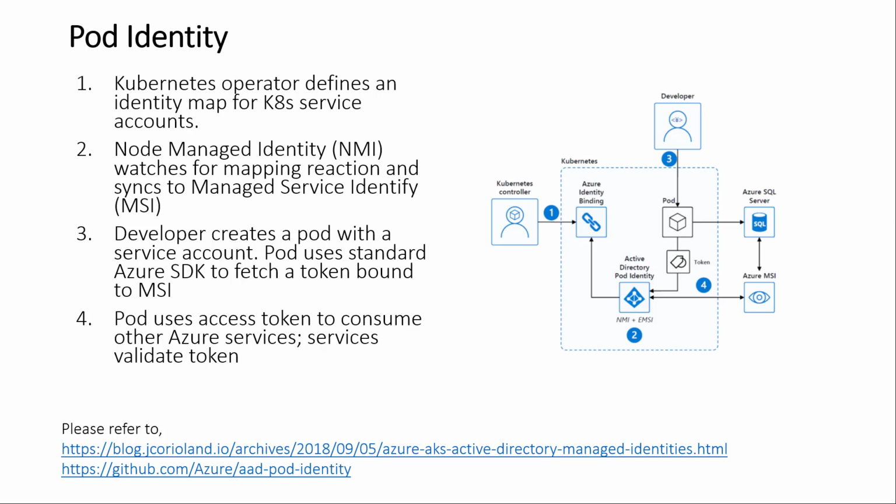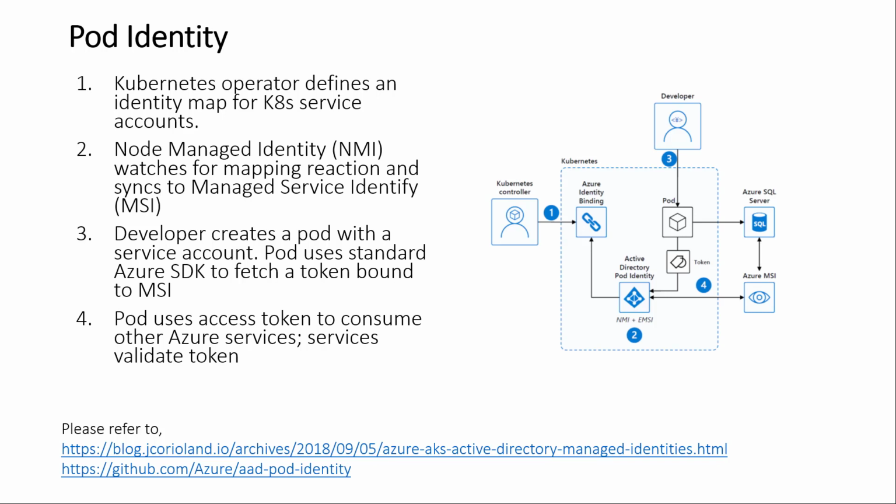But pretty much what is happening here, there are 4 different steps that define the whole process, and the document or the article below would help you actually implement it. So Kubernetes operators define an identity map for a Kubernetes service account, right? The node managed identity, which I was mentioning, watches for the mapping reaction and syncs to the managed service identity. A developer creates a pod with a service account. The pod uses the standard Azure SDK to fetch the token bound to the MSI.